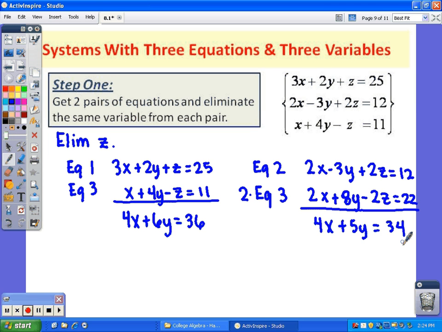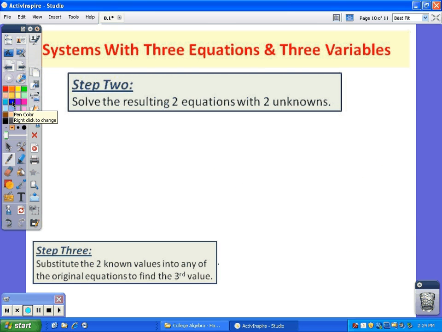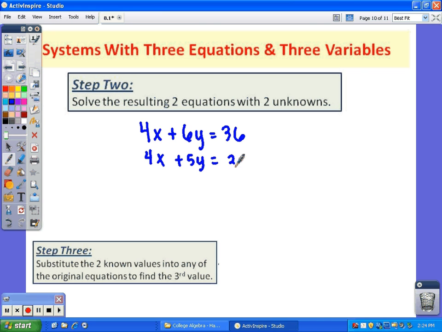Now notice what we have here. We have got two equations with two variables. We're going to take those two equations and two variables and solve them using the method of our choice. So our first equation, if you'll remember, was 4x plus 6y is equal to 36. The second one was 4x plus 5y is equal to 34.